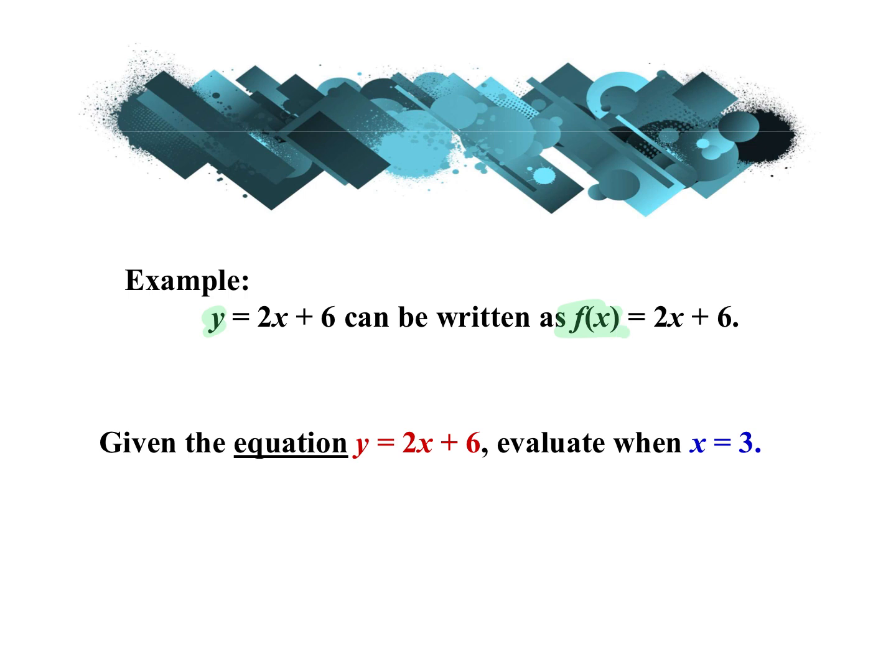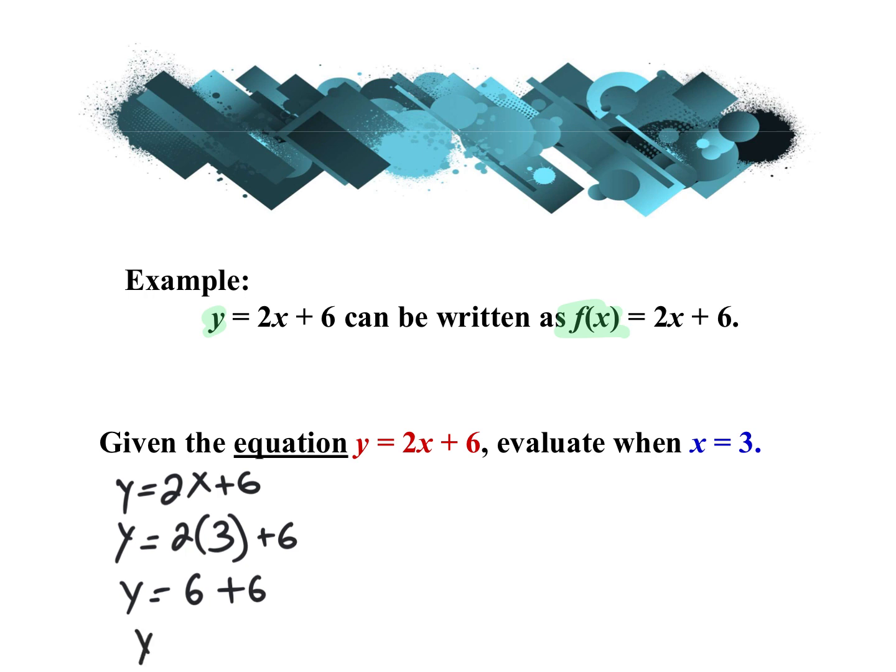Now, given the equation y equals 2x plus 6, evaluate when x equals 3. Now, the way you guys have always done it is like this. I'm just going to rewrite the equation first. Plug in the 3 into the x, right? 2 times 3 is 6 plus 6, and y equals 12. That is how you've always done it.